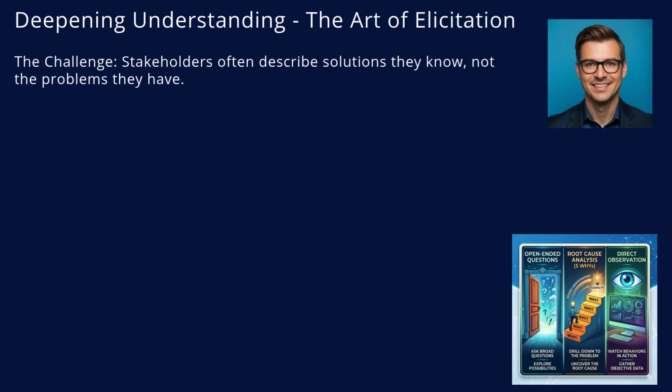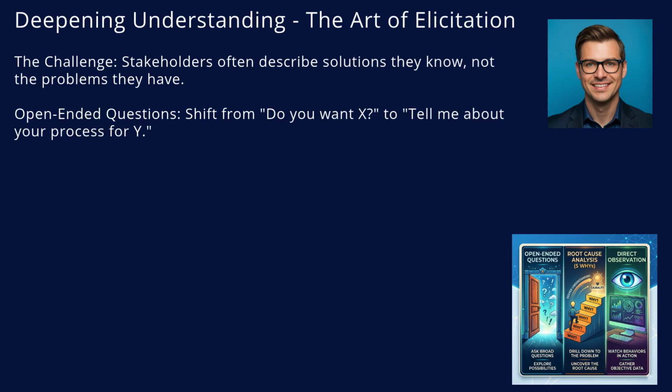This brings us to the art of elicitation. The primary challenge here is that stakeholders rarely tell you what they actually need. They usually describe a solution based purely on the technology they already know. To fix this, master open-ended questions. Instead of asking a closed question like, "Do you want a PDF export button?" you must ask, "Tell me about the process you follow when you need to share this data with the board."